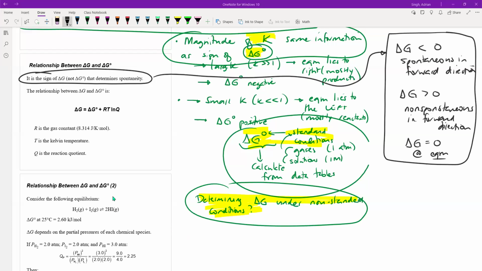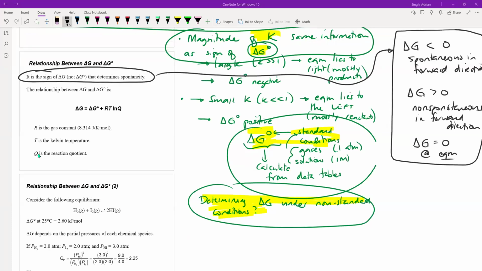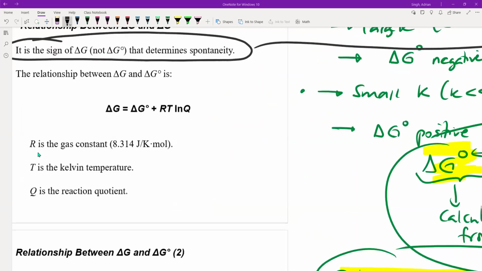So what we're going to see is if we try to relate delta G under standard conditions to delta G, which is the situation or the conditions that we are working with normally in the lab, the relationship between those two is as follows. So delta G is equal to delta G standard plus the product of the gas constant R times the Kelvin temperature T times the natural log of the reaction quotient, which is Q.